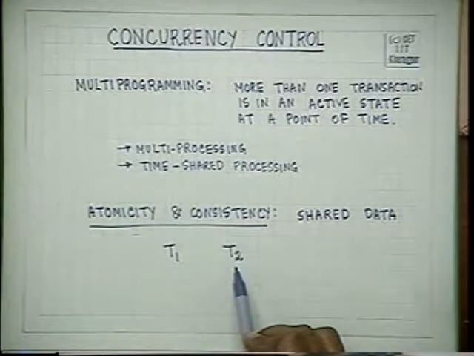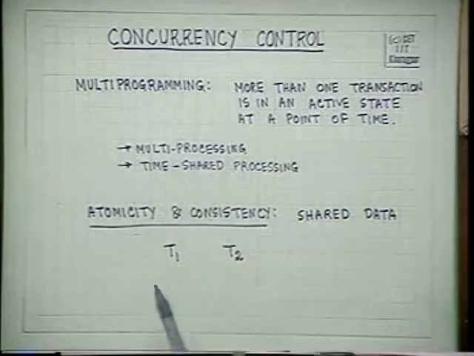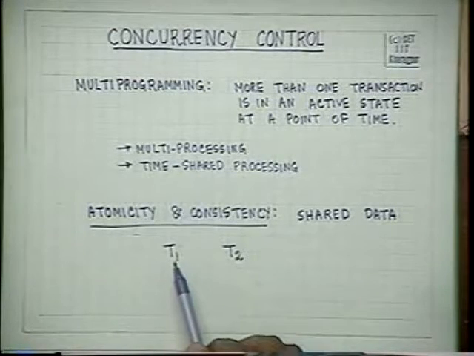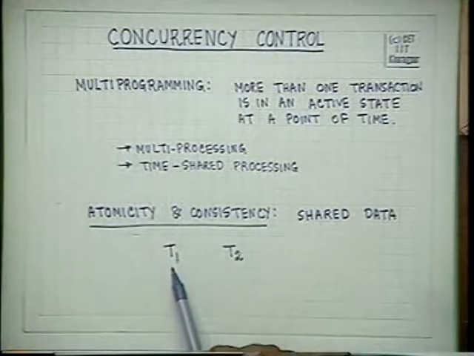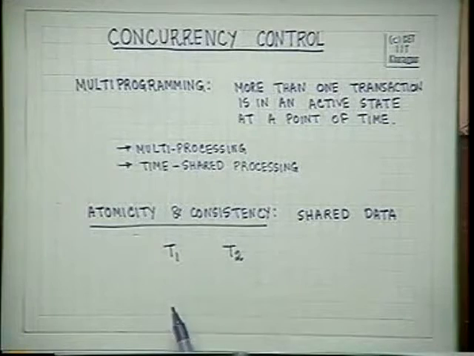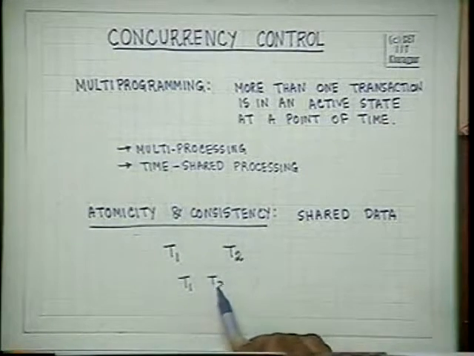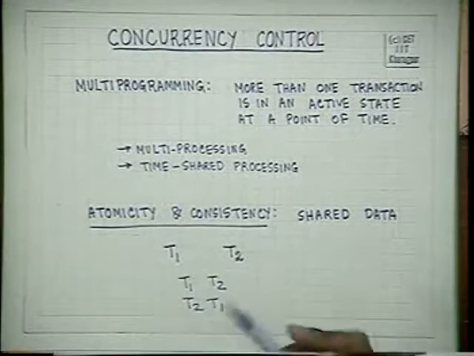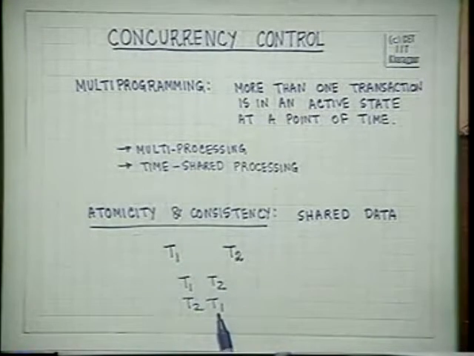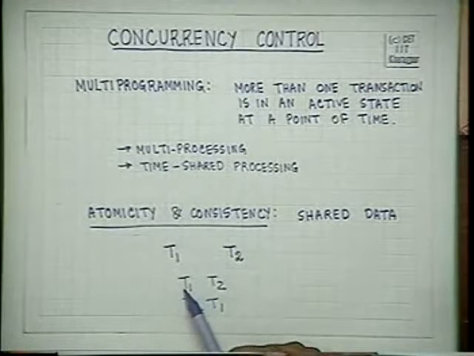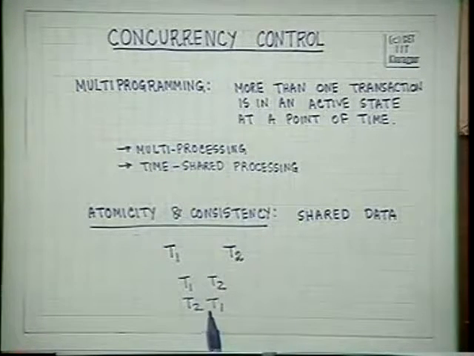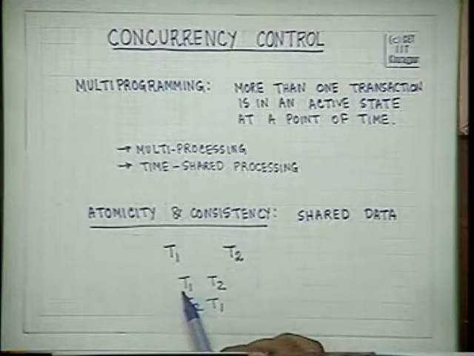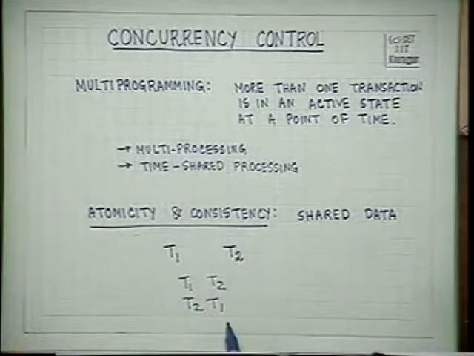Now, let us understand what it means that T1 and T2 can be executed concurrently. It means that whether they share data or not, if T1 executes before T2 or T2 executes before T1, that is, T1 followed by T2 or T2 followed by T1, both of them must be valid. That is the first criterion for two transactions to be concurrent: if T1 follows T2 or T2 follows T1, there should be no difficulty.